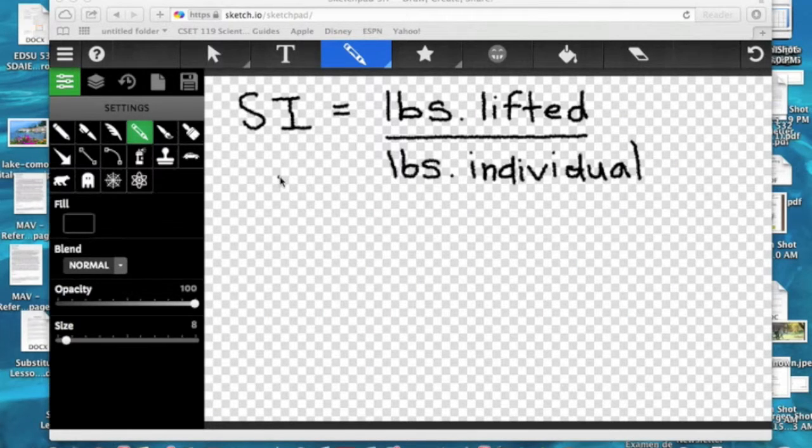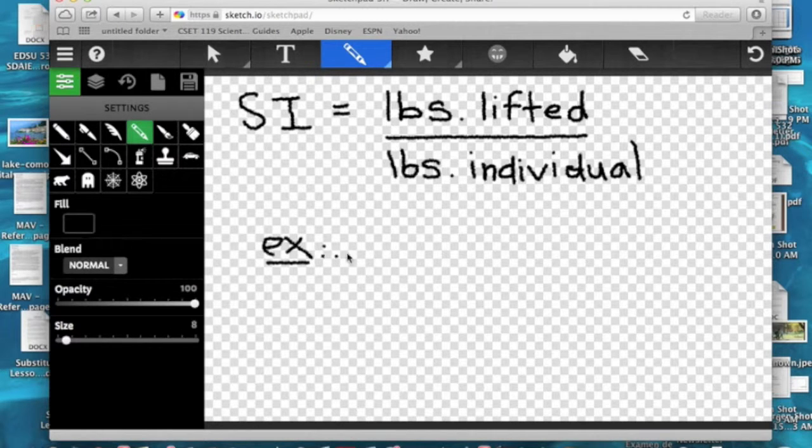So now that we covered the strength index, we're just going to go over the formula here. This SI right here obviously is referred to as the strength index, and the formula is pounds of weight lifted divided by pounds of the individual. So whatever the person lifted, divided by the weight of the individual. So we'll go ahead and do an example here. So here's the example.